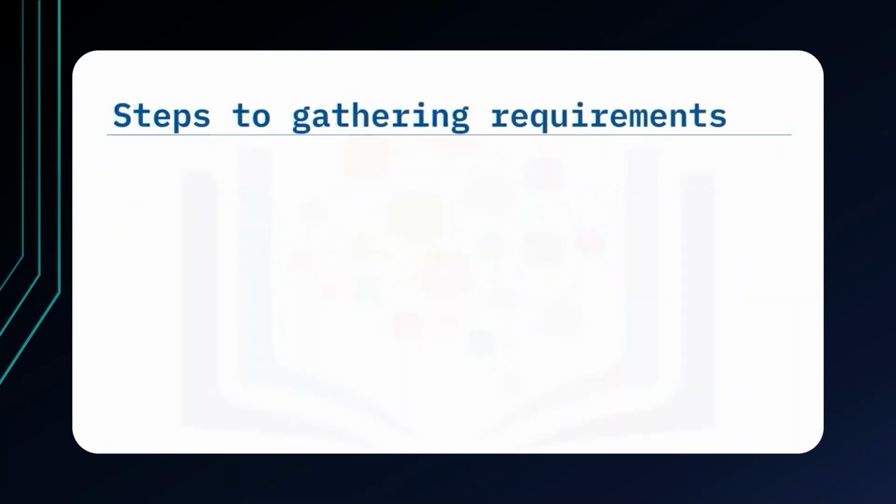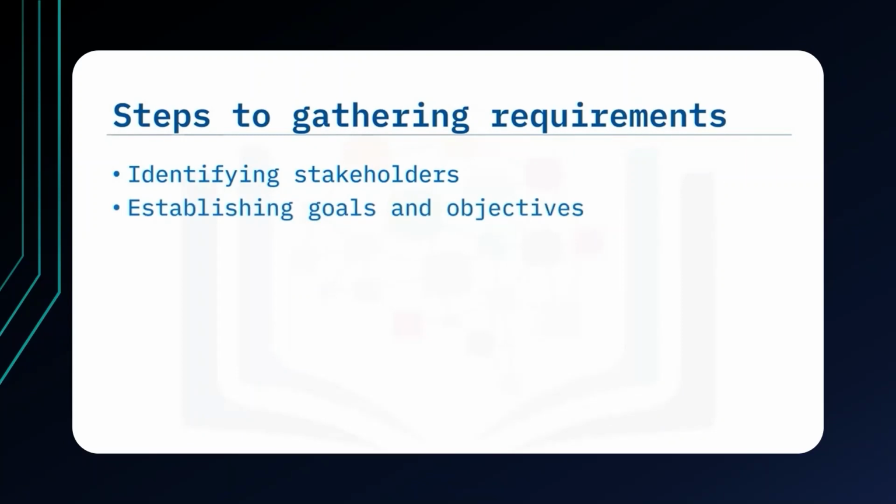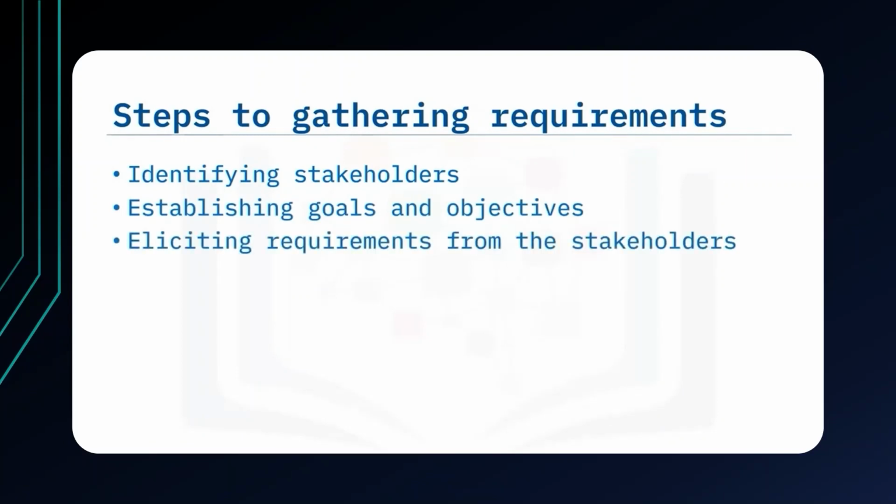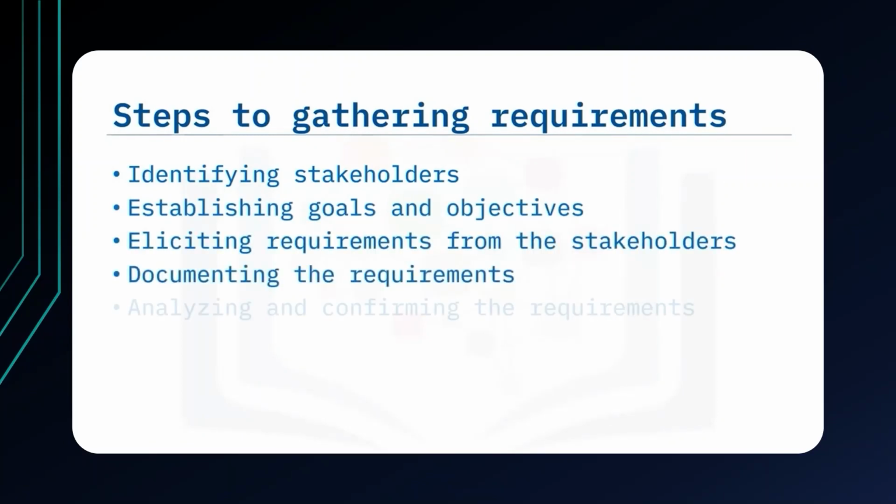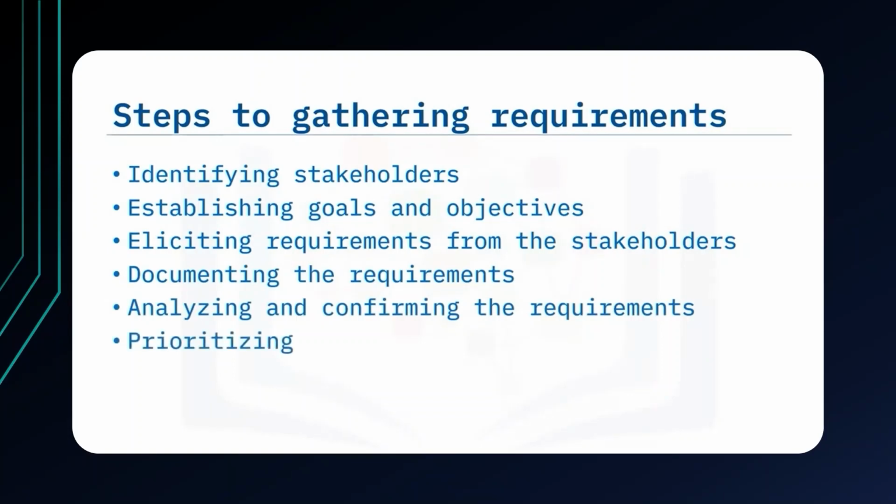Requirement gathering is a 6-step process of defining a problem to be solved and documenting how to go about solving that problem. These steps include identifying stakeholders, establishing goals and objectives, listing requirements from the stakeholders, documenting the requirements, analyzing and confirming the requirements, and prioritizing.